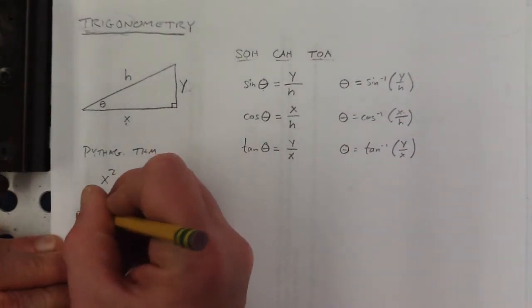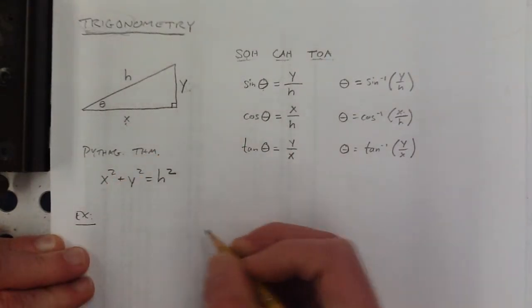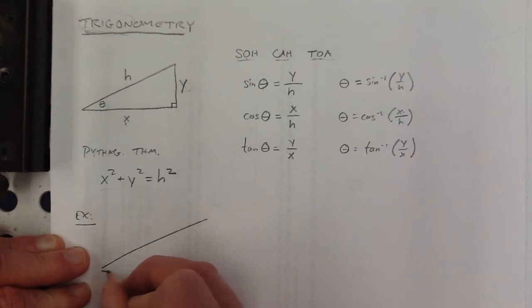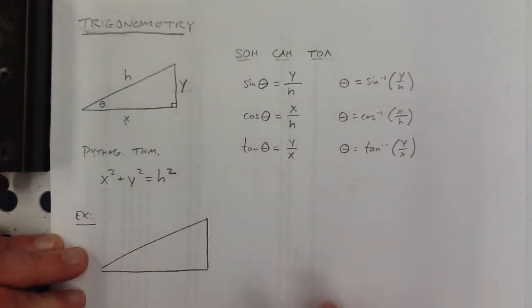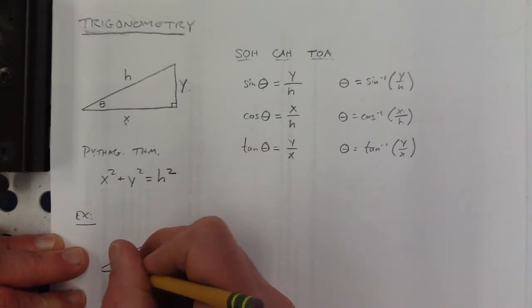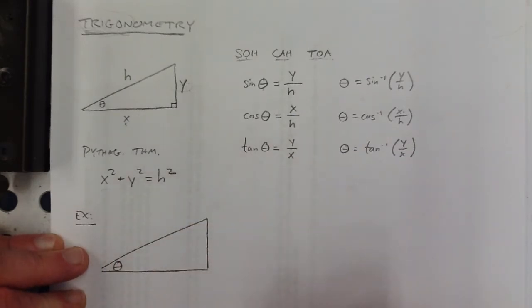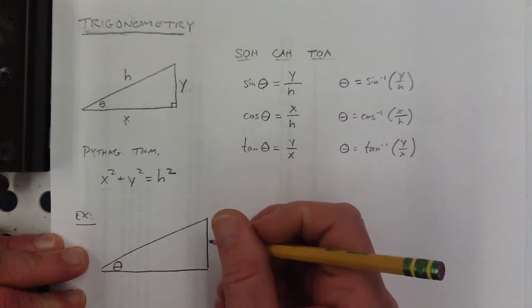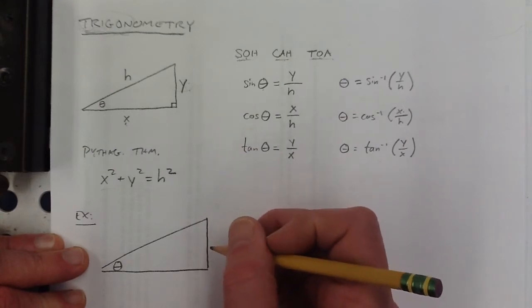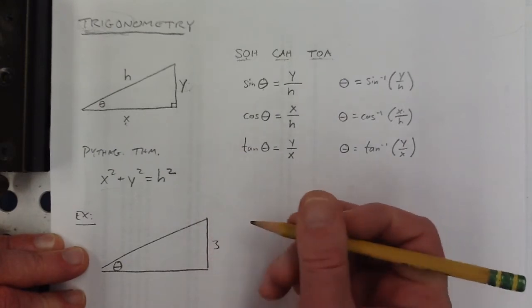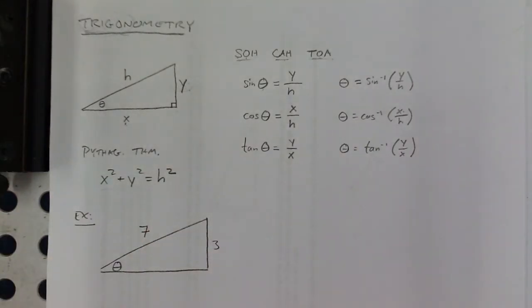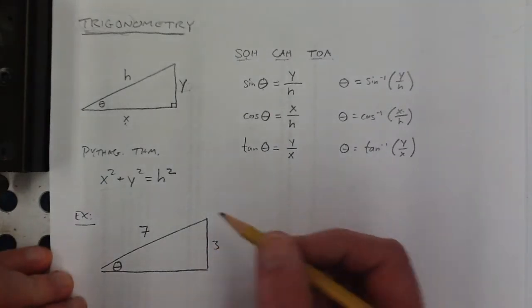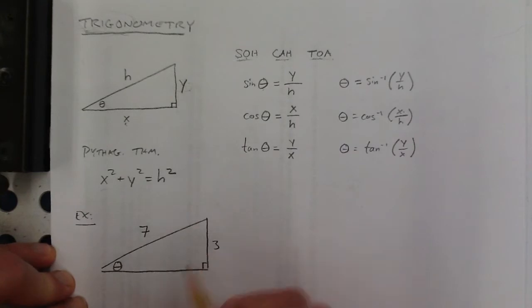So let me just do a quick example for you. So let's say we got a triangle. Maybe I'll do two examples. We'll see how this one goes, if I feel like we've got enough. And let's say we've got this angle here, and I know that this side is 3, and this side is 7. So what are the things that we don't know? We don't know this angle. Let's say we know it's a right triangle, and we have two sides.